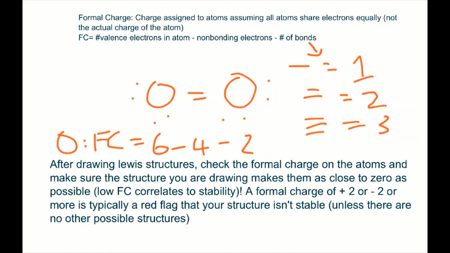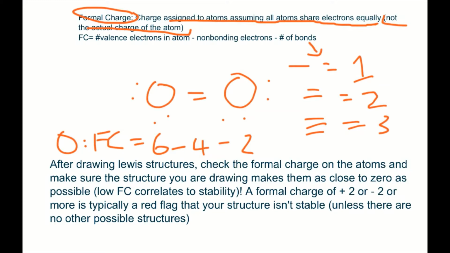Now, after you finish writing the Lewis structure out, you have to check for something called the formal charge. The formal charge is the charge assigned to atoms, assuming all atoms share electrons equally. And this is not the actual charge of the atom. It's just a concept that people like to use to check for the stability of a Lewis structure. So I'll show you how this works, but let's find out how to calculate formal charge first.